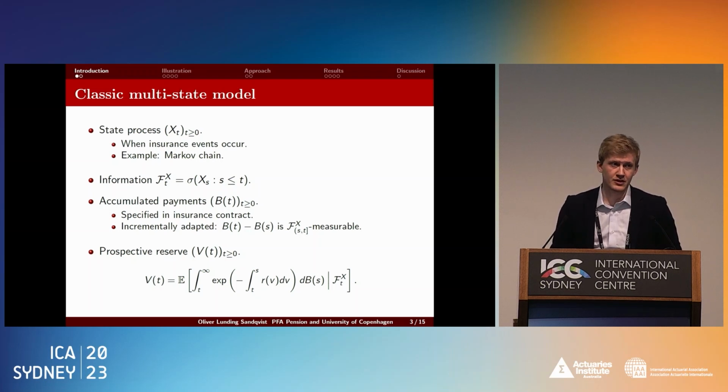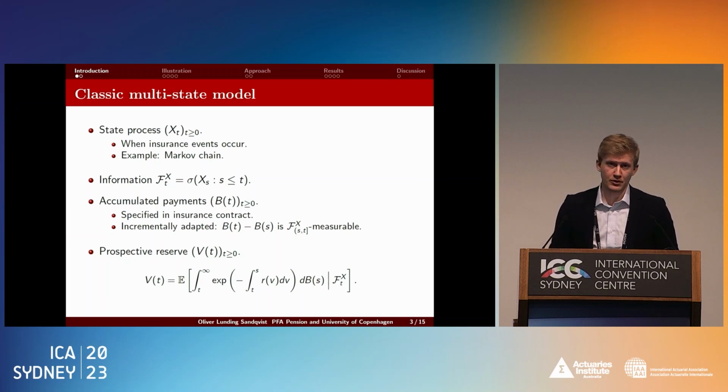So in this case, you usually assume that you have some stochastic process, which we call the state process X of t. So X of t is the value of X at time t, and this process then models when different insurance events occur. So for example, when you become disabled or when you die or something else. And the classical example here is that of a Markov chain. Then this state process generates some information, which we represent with this filtration F^X of t. So this is the information that you would have if you observed X fully on the interval from 0 to t.